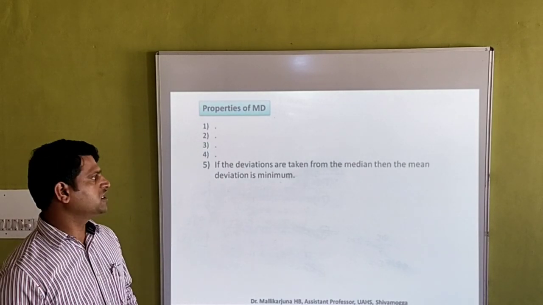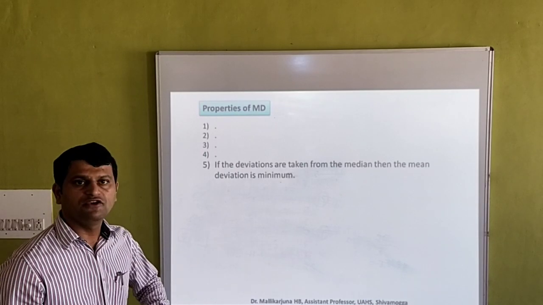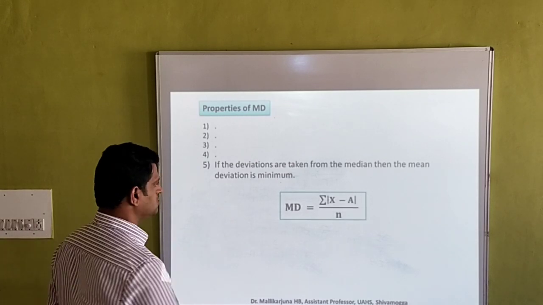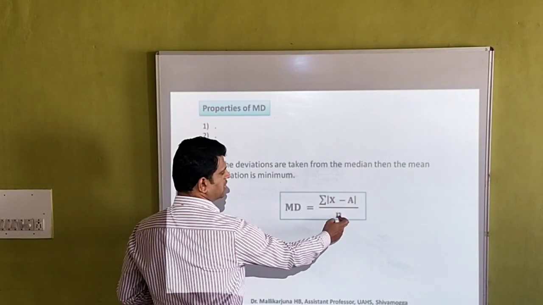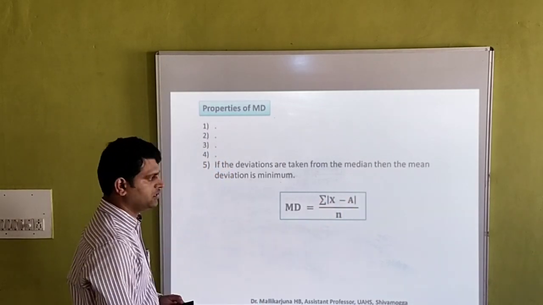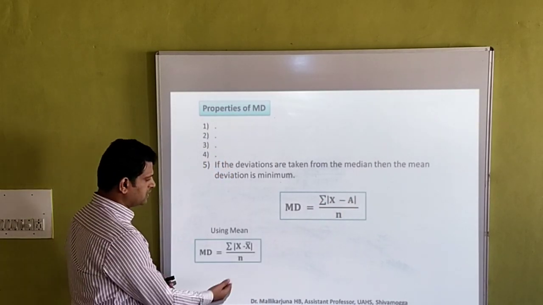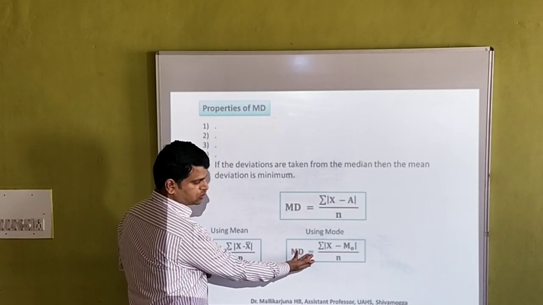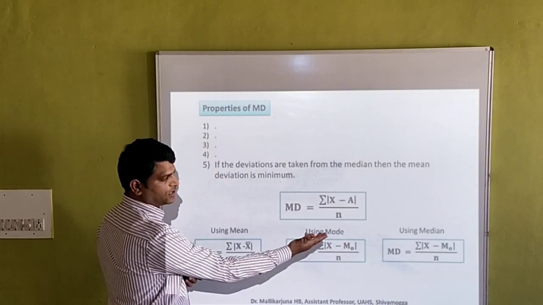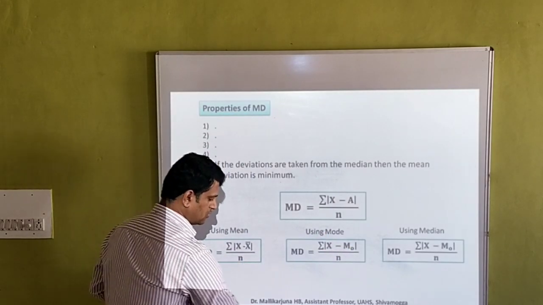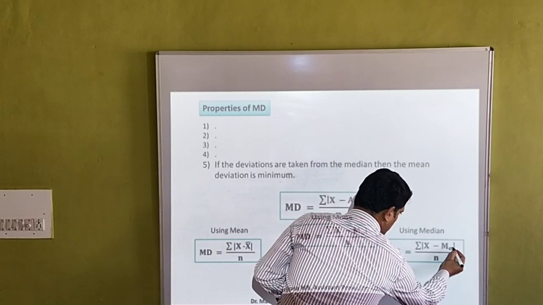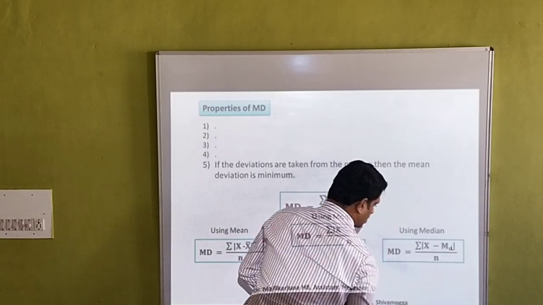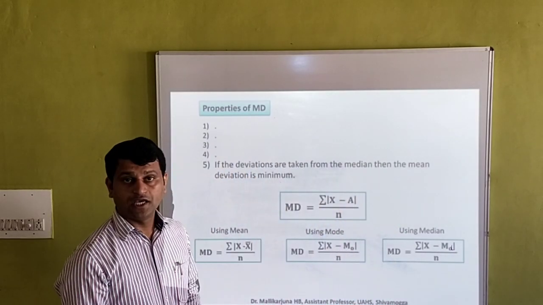If the deviations are taken from the median, then the mean deviation is minimum. So this is the formula: summation of modulus of x minus A divided by n, where A is any average. So I can take the mean, the arithmetic mean, instead of A. I can take the mode also instead of A. I can take the median also. Median is not the mode. We can take the median also.